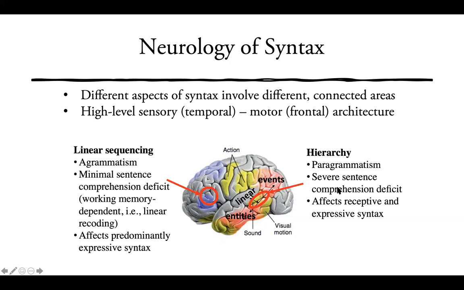Damage here also produces a severe sentence comprehension deficit because you can't map from the linear sequence at the phonological level to the combinatorial nonlinear event structure. And it affects both receptive syntax, because you can't get from the linear sequence to the event structures, and expressive syntax, because you can't get from the conceptual meaning into the linear sequence, since you don't have the mediating hierarchical representation.